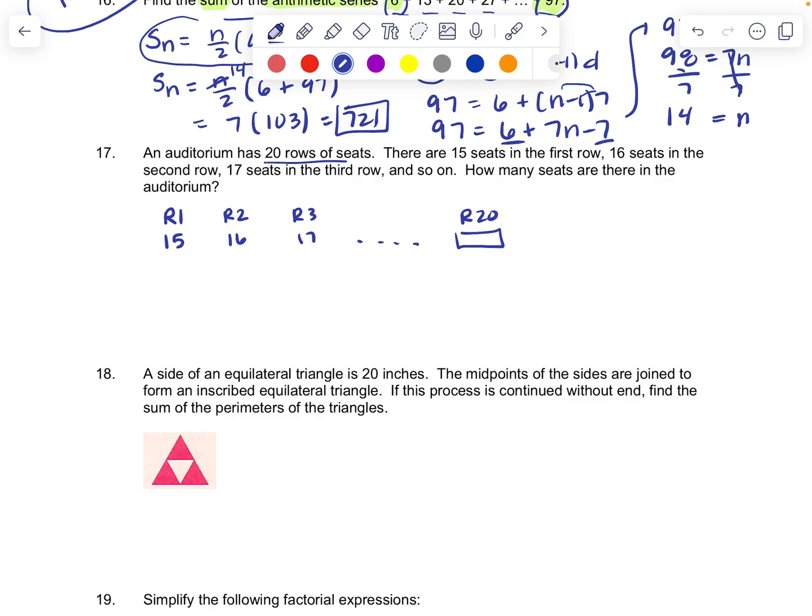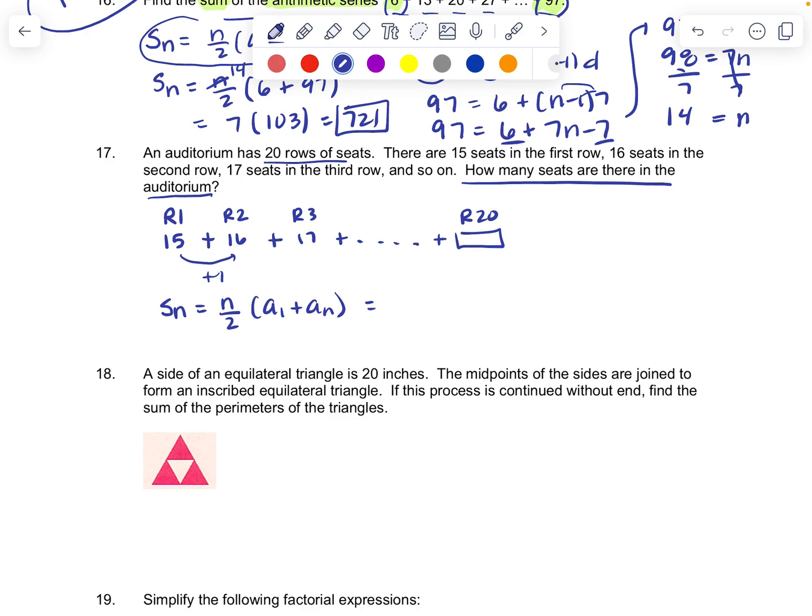Okay, so look, is it asking you how many seats are there in row 20? No, it's asking you how many seats are there in the entire auditorium. So I want to add all these up. Does that make sense? Okay, so now I'm going to use the sum formula, but is this arithmetic or geometric? Well, how am I getting from term to term? I'm adding 1. So this is arithmetic. So I'm going to use the arithmetic sum formula. S sub n equals n over 2 times a sub 1 plus a sub n. Okay, so let's plug this in.